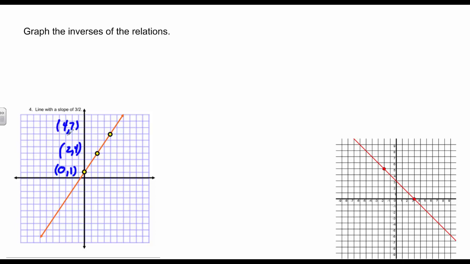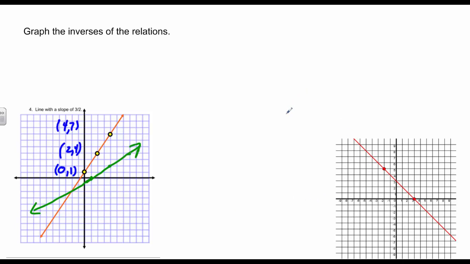So now if I want to graph the inverse of this, all I have to do is switch all the x's and y's. So instead of (0, 1), I'm going to graph (1, 0). Here's that point. If I want to find the inverse of (2, 4), I graph (4, 2). If I want to graph the inverse of (4, 7), I go out to 7 and up 4. Plot those 3 points, connect the dots, like so. Continue the line. And the green line is the graph of the inverse.